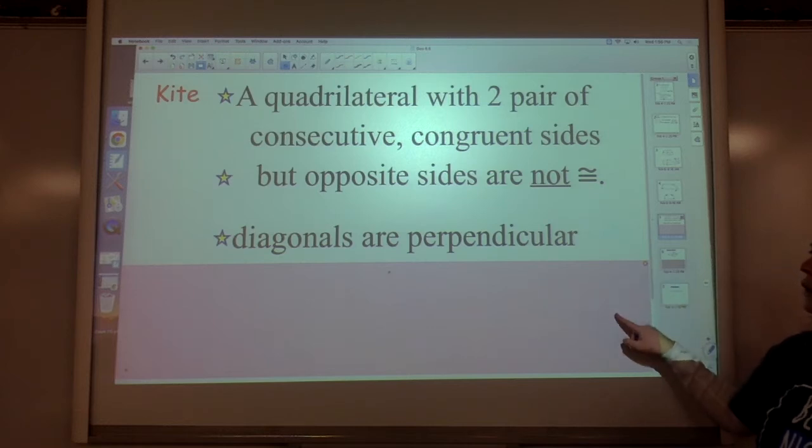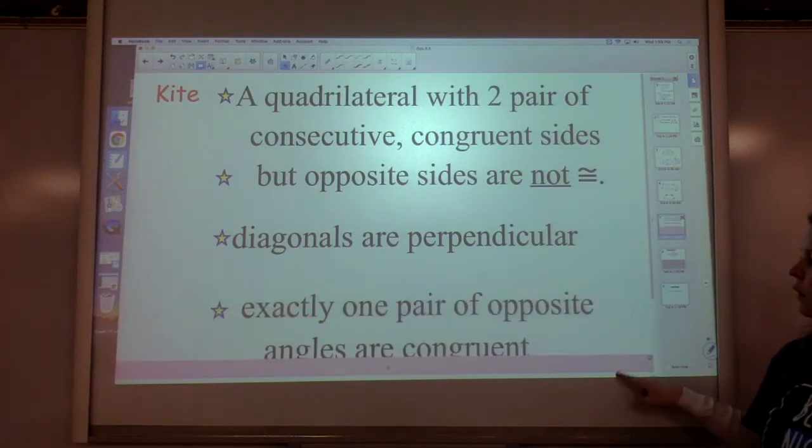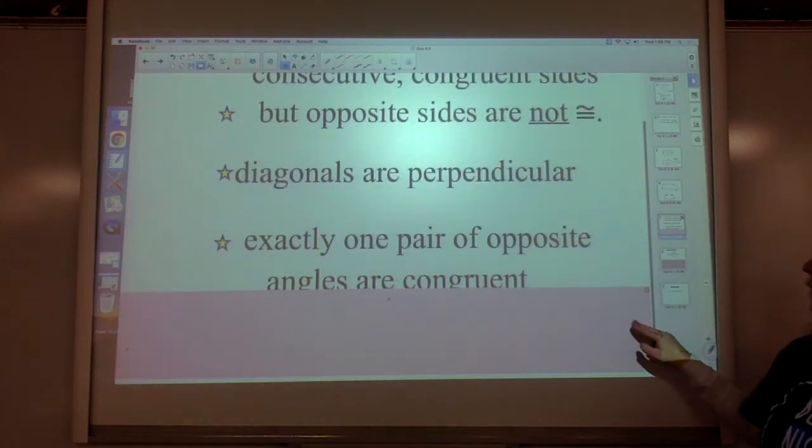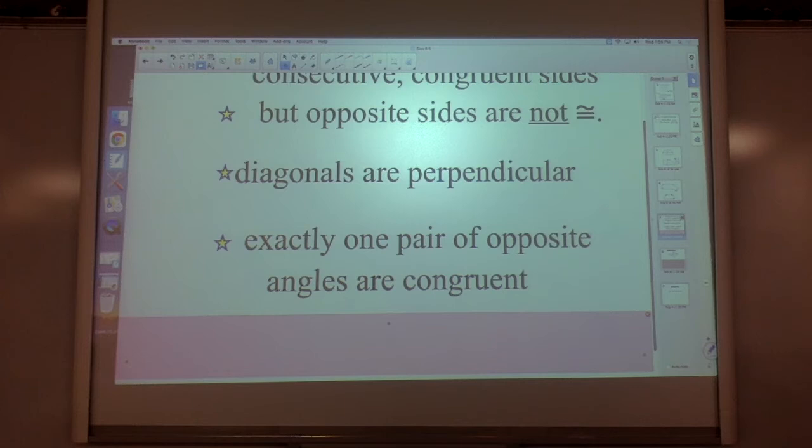I'll show you why when I draw a diagram. Also about kites, their diagonals are perpendicular. Diagonals are perpendicular, and exactly one pair of opposite angles are congruent, meaning there's always one pair, there's never two pair, and there's never no pairs.